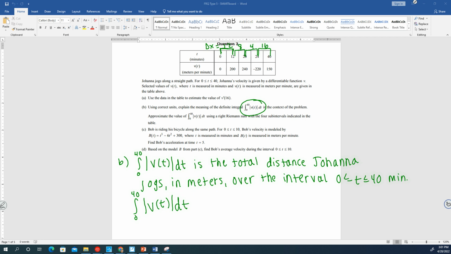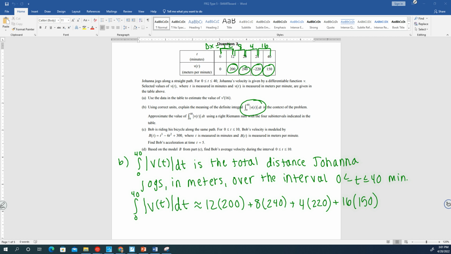But when it's not, we're going to have to set this up with separate rectangles. Because this is an approximation, I'm going to use that. And we got 12 times my right Riemann sum, I would use 200, plus the next one, width of 8, I would use 240, plus 4 times 220. We're doing the absolute value, so we wouldn't use negative 220. We use positive 220. That's just telling me what direction she's going in. Plus 16 times the right is 150.